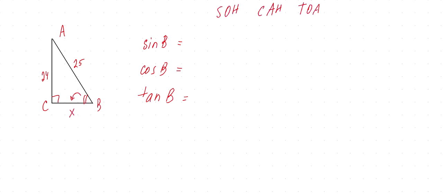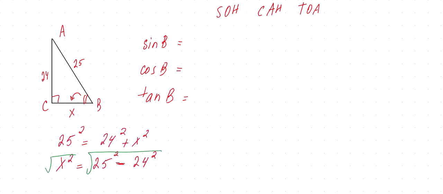Now, if we have two sides of a right triangle, we can always find the third one, right? So we're going to use the Pythagorean theorem, and we know that hypotenuse squared equals leg squared plus leg squared. So to isolate X, I'm going to exchange sides and subtract 24 squared from both sides, and then take a square root. So double check. The third side should be 7.